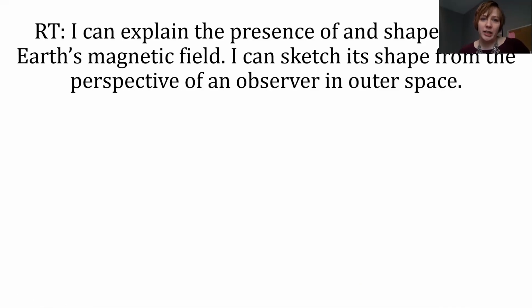So, first reasoning target: I can explain the presence and shape of the Earth's magnetic field. I can sketch its shape from the perspective of an observer in outer space. So take a second to yourself and see if you can remember or have any idea what the Earth's magnetic field looks like, especially if you were to zoom way out, like an observer from outer space. And I will begin to sketch my interpretation of that right here.